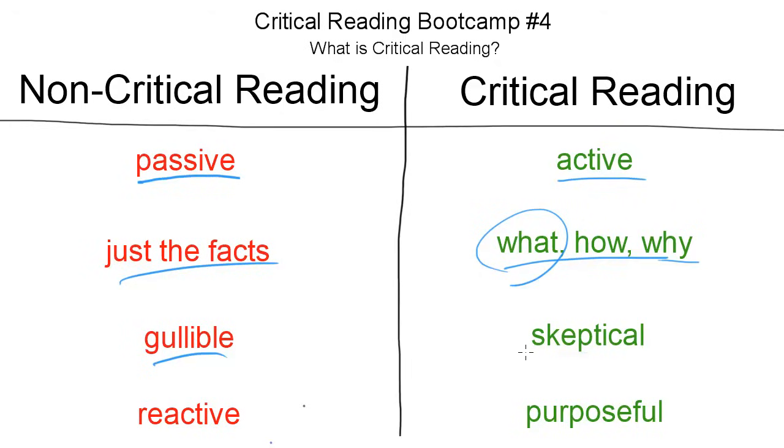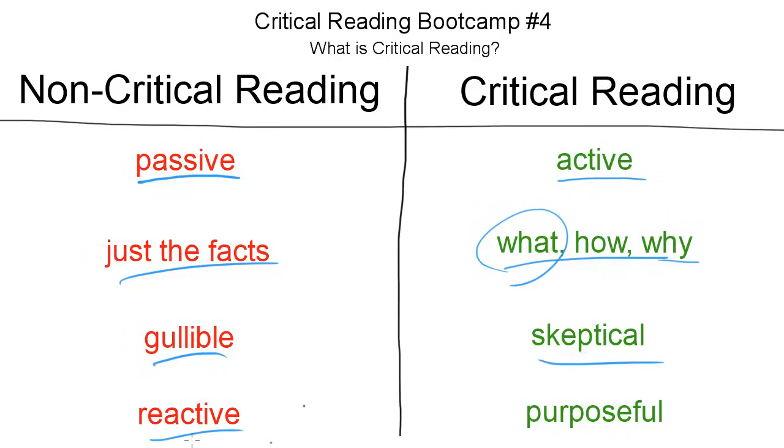Whereas a critical reader is more skeptical. Doesn't mean you think that anyone you read is lying. It's just you always want to know, how did the author know this? How is the author arguing this? Is this actually true? What are the assumptions? Questions like that. So you're skeptical. You can eventually accept that what they're saying is true, but you just don't, off the bat, say, oh, yes, I believe everything you say. And finally, non-critical reading is reactive.